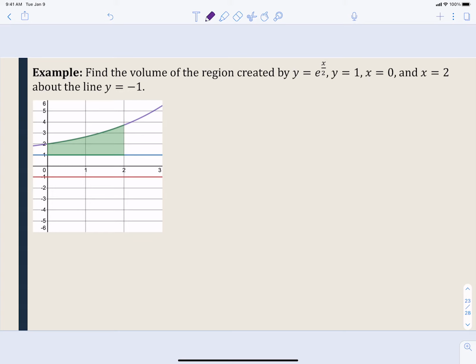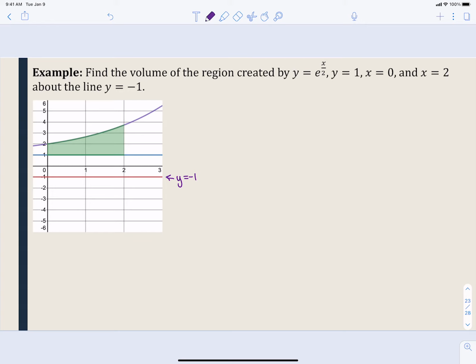All right, so find the volume of the region created by y equals e to the x over 2. All of that x over 2 is our exponent. Sorry, the typesetting is not perfect on this. The line y equals 1, x equals 0, and x equals 2. So that's that green shaded in area. And we're going to rotate around the line y equals -1 here.